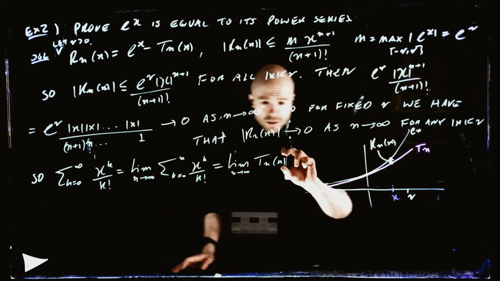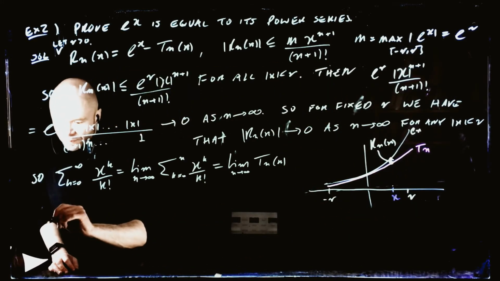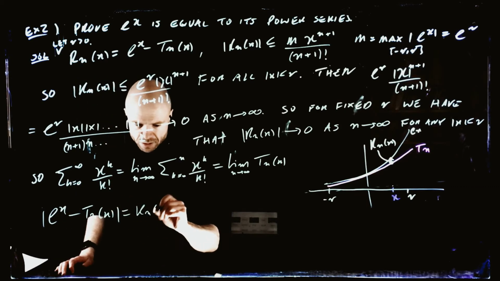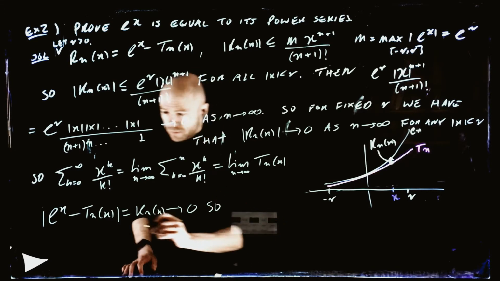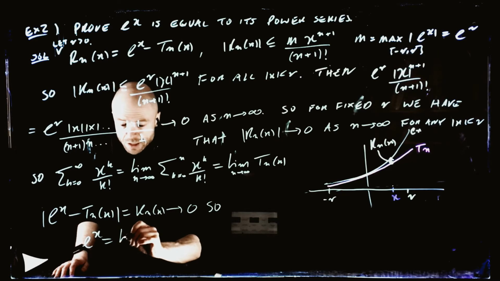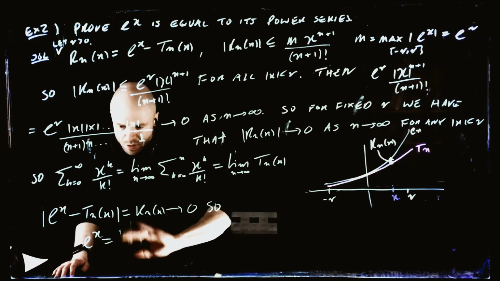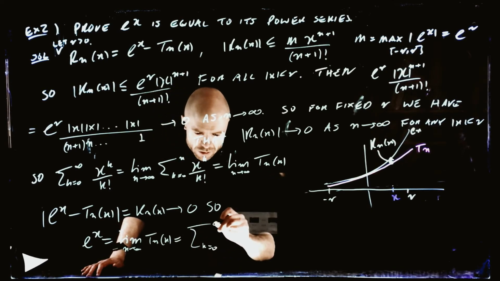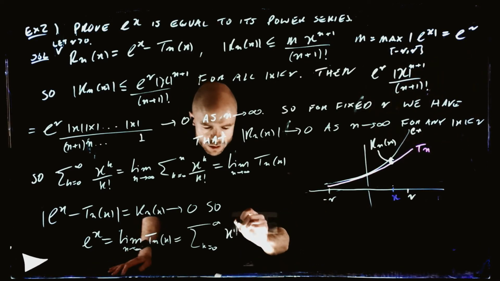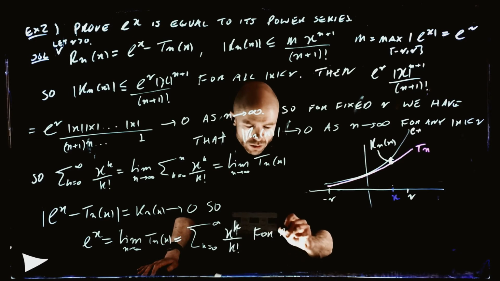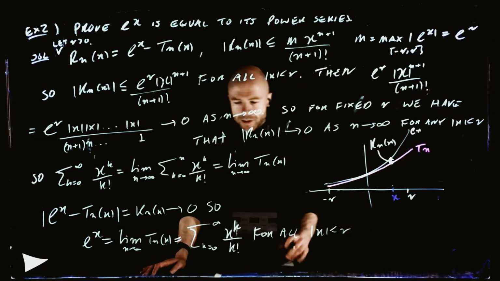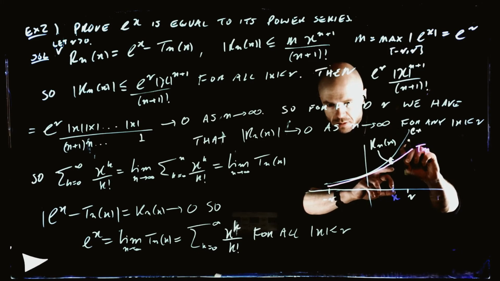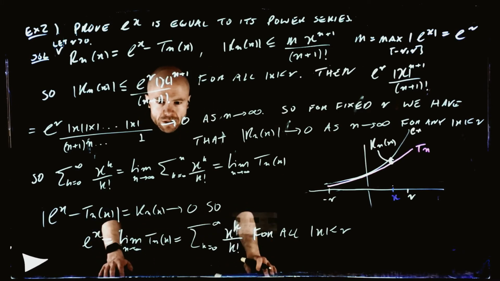Okay. And that thing is looking more and more like our actual function, right? The absolute value of e to the x minus Tn of x is equal to Rn of x, which is going down to 0. So e to the x is actually equal to the limit as n goes to infinity of Tn of x, which is, by definition, the full series, for all x in this interval. Yeah? So all I've done here is write in the language of maths what I see in this picture. So cool. That means we actually do have this as a true thing.